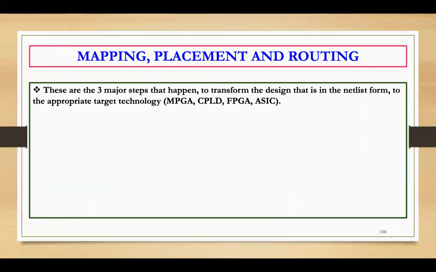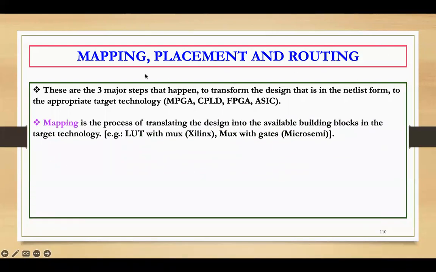Mapping, placement, and routing. This is also an important one where you map, you place them wherever you want to place, and then you need to connect between those blocks. So connecting between those blocks is nothing but called routing. So there are three major steps, and you can target CPLD, FPGA, mask programmable gate array, then FPGA, ASIC, right? Mapping is a process where we are translating the design into available building blocks in the target technology.